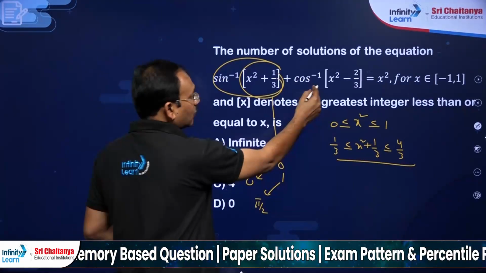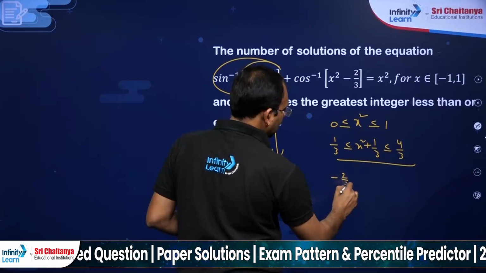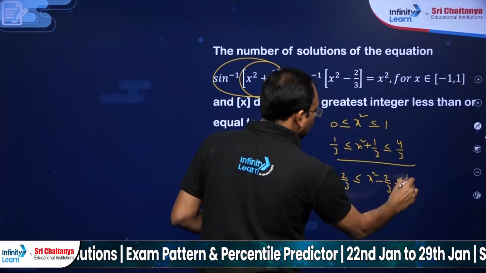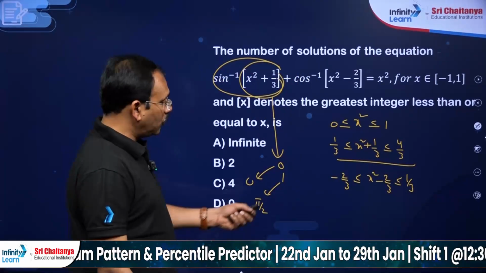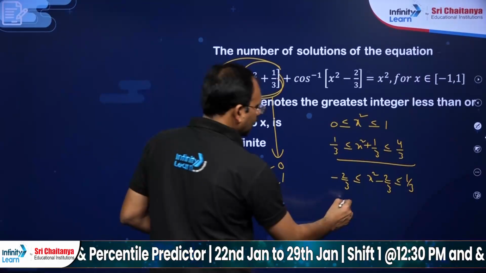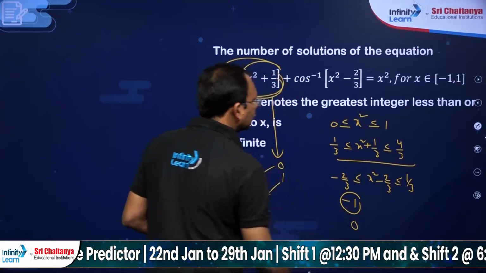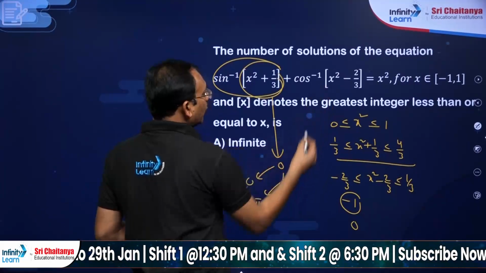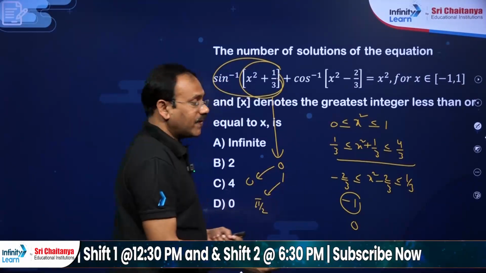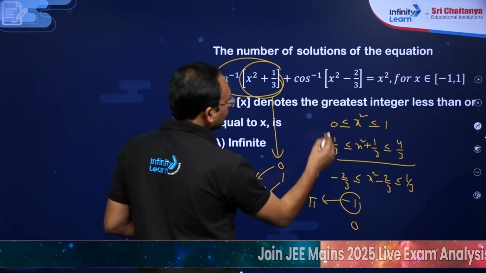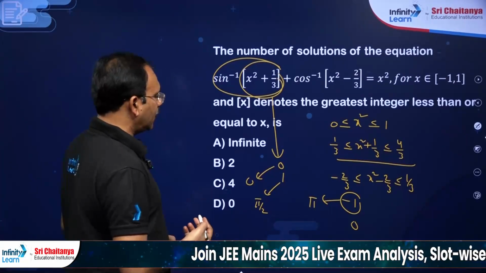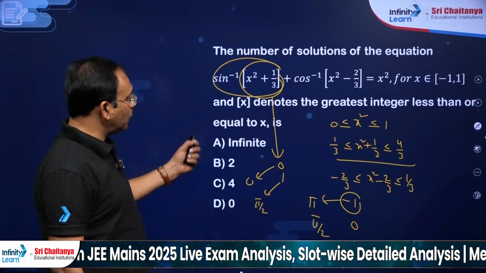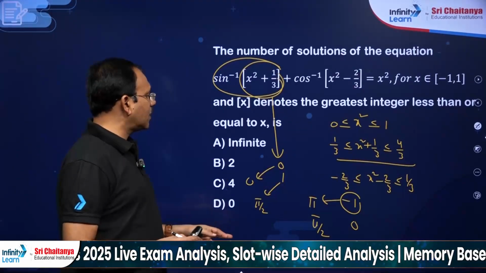Similarly, if you subtract 2 by 3, minus 2 by 3 is less than or equal to x square minus 2 by 3, which is less than or equal to 1 by 3. So the step of this will be either minus 1 or 0. Am I correct, dear students? Cos inverse of minus 1 means you will get pi, and cos inverse of 0 you will get pi by 2. There are two possible answers for this. Now the sum of these two must be x square.